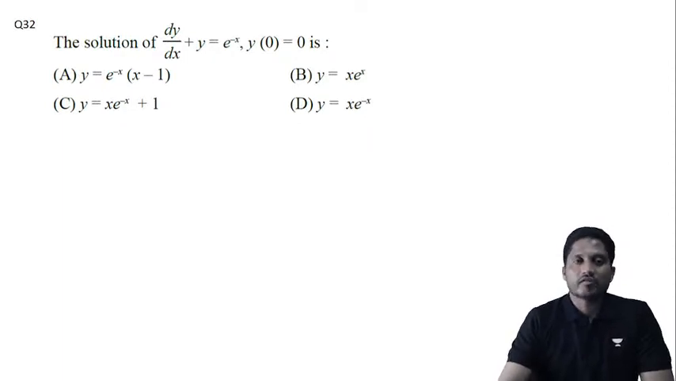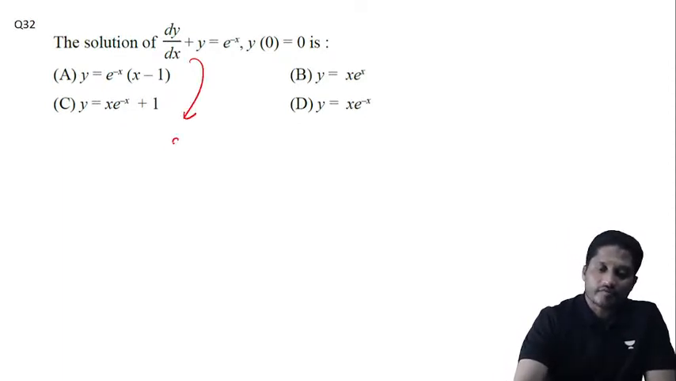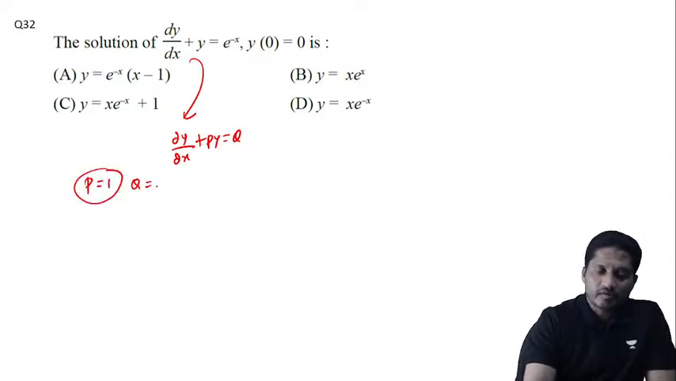See, again it's a question on linear differential equation. This is of the form dy by dx plus py is equal to q. P is equal to 1 and q is equal to e power minus x.